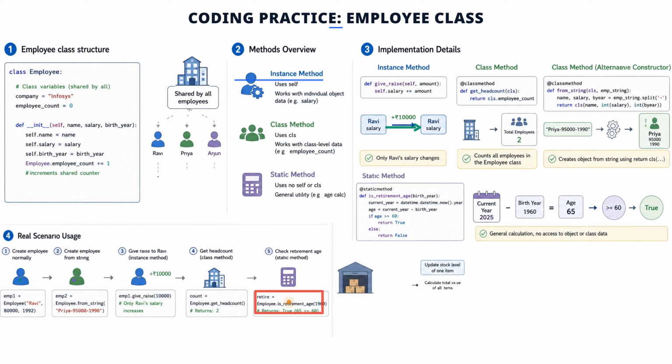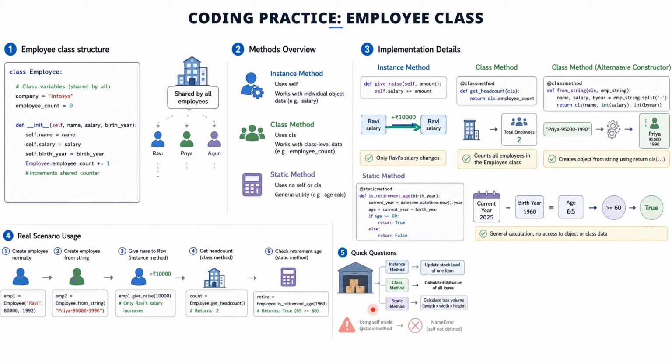To quickly test your intuition, imagine a warehouse inventory system. An instance method updates the stock of one specific item, a class method calculates the total value of all items combined, and a static method calculates the volume of a box, since length times width times height is just general math. And remember, if you try to use self inside a static method, Python will throw a name error because static methods are intentionally completely isolated from object data.